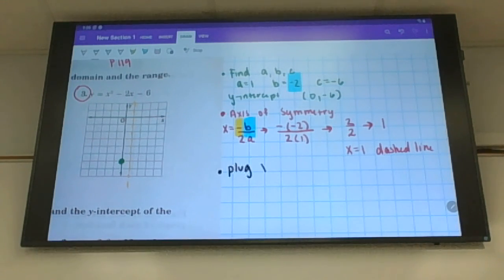It'll be 1 squared minus 2 times 1 minus 6.